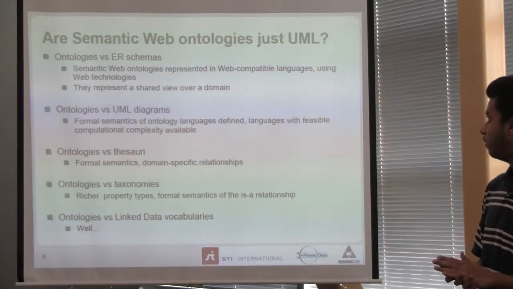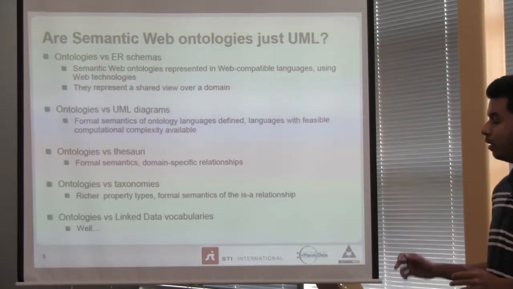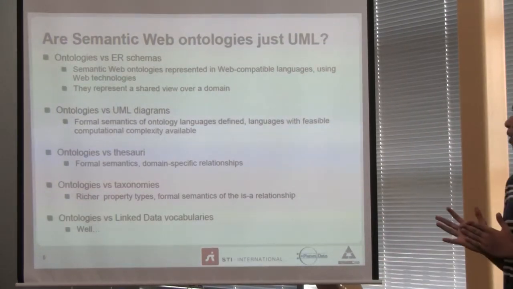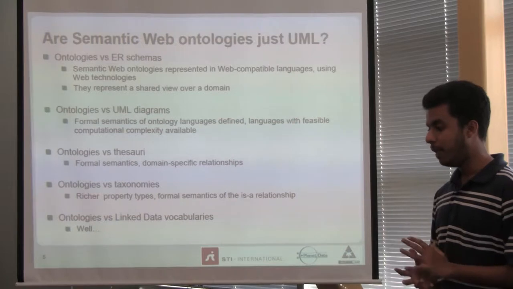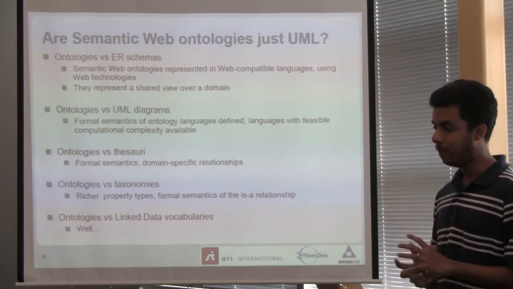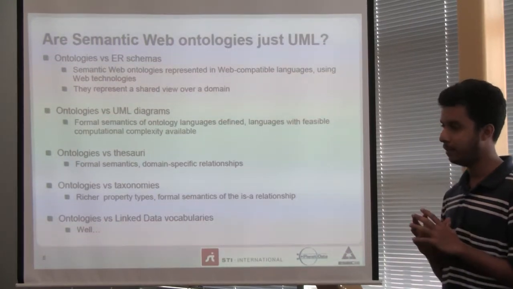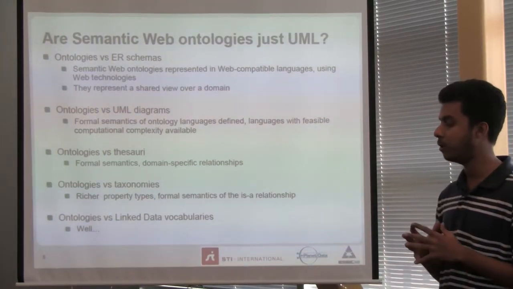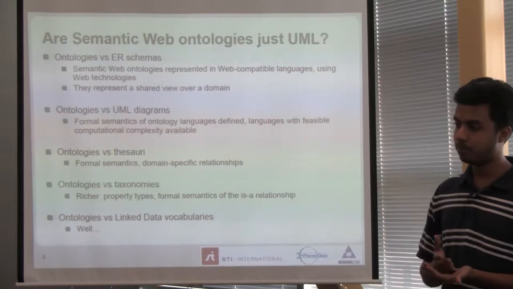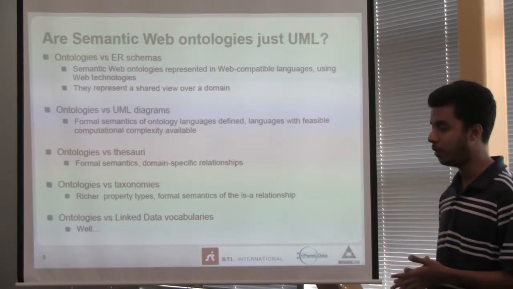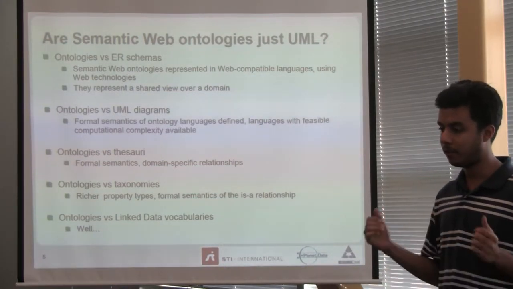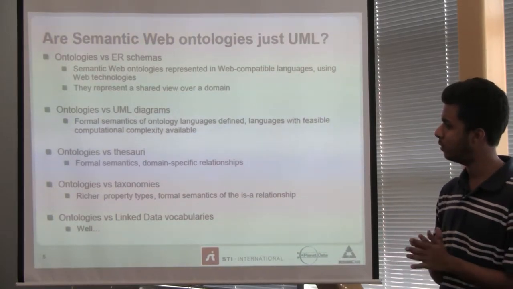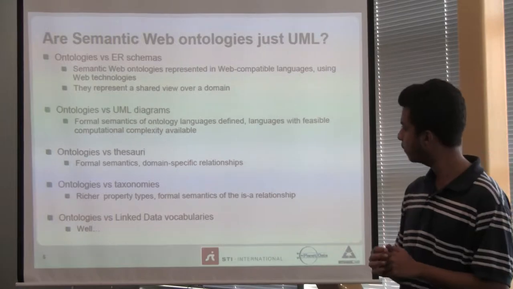You all must be familiar with ER diagrams, entity relationship schemas. Ontologies are made so that they can be published, reused, and shared. Ontologies share a common vocabulary, and schemas are not necessarily meant to be published or reused. They are defined for a particular application, and it's not just a schema. She's talking about here, Ellen is talking about ER schema.